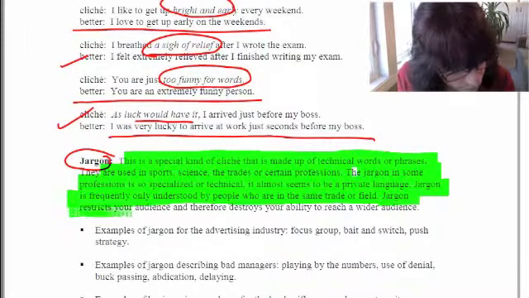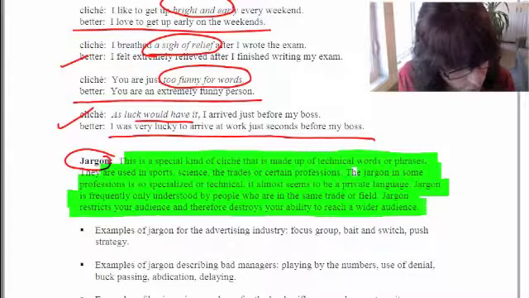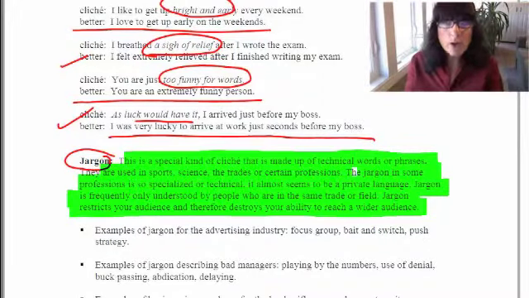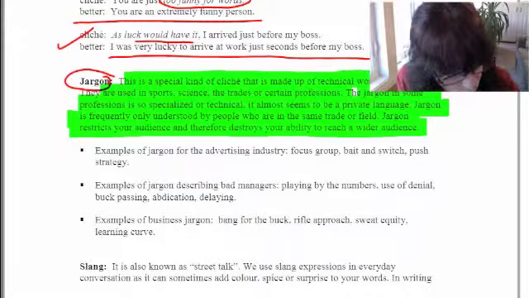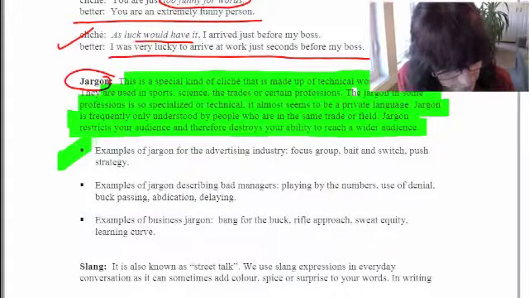So therefore, if you use jargon, you restrict your audience, and therefore you are not appealing to such a wide audience. Your audience becomes very narrow because a lot of people do not understand the language that you're using when you speak using jargon. Now, I've included some examples of jargon.